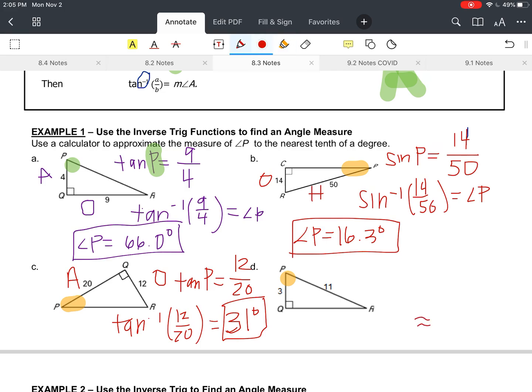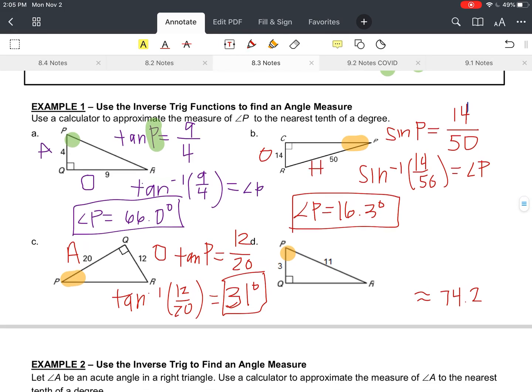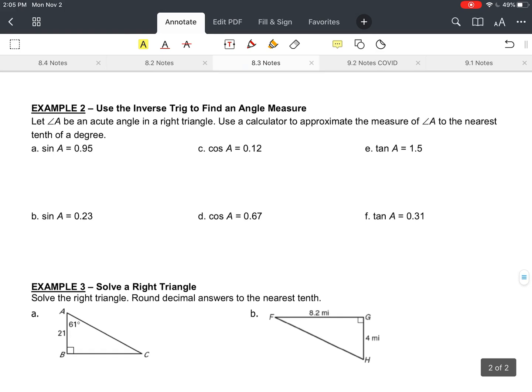So go ahead, try letter D on your own, and when you do, you should get P is about 74.2 degrees. But again, try it on your own. Don't trust me. You need to know how to do this for yourself.